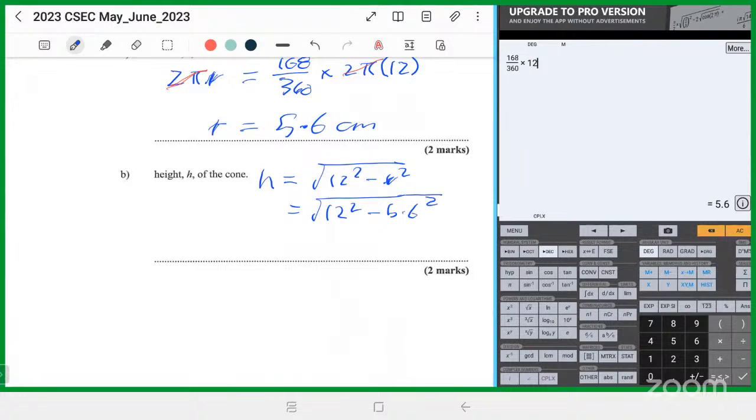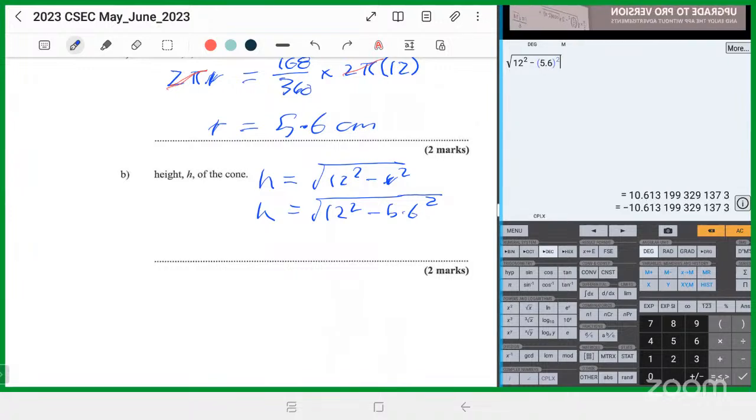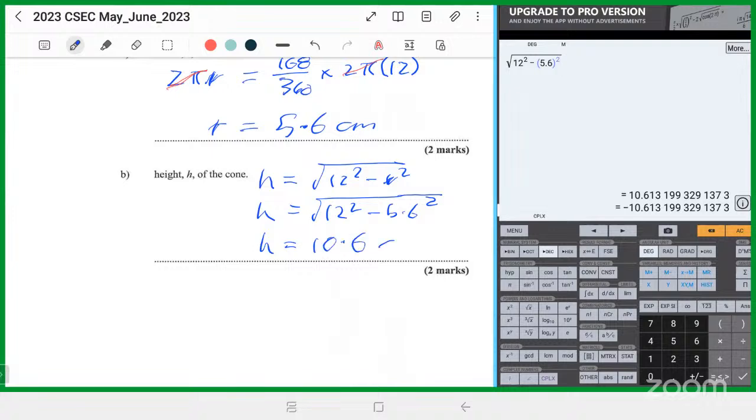They don't give you a lot of space to work these things. The space is small, and they don't expect a lot of work to get these answers. Square root of 12 squared minus 5.6 squared. That's the height: 10.6 centimeters to 3 significant figures. That's it. You need to go and rewrite this question if you can. You need to go over it again. You know what's coming on your exam paper.